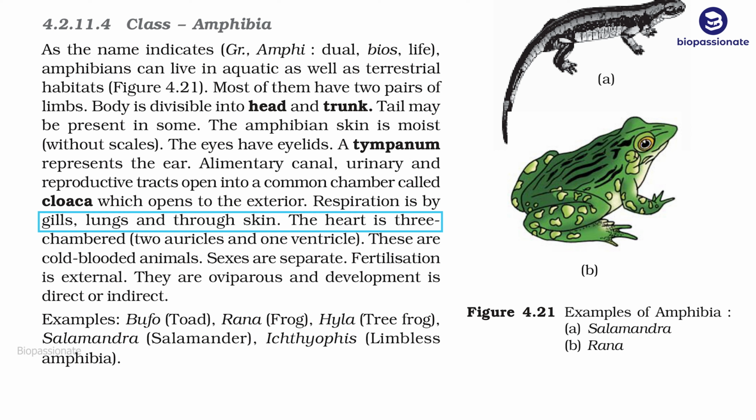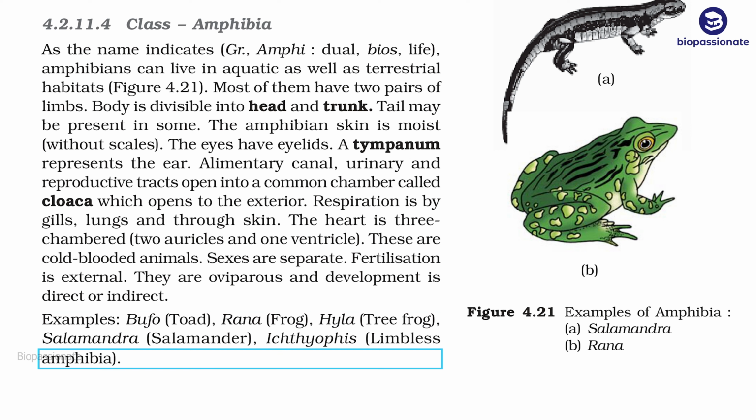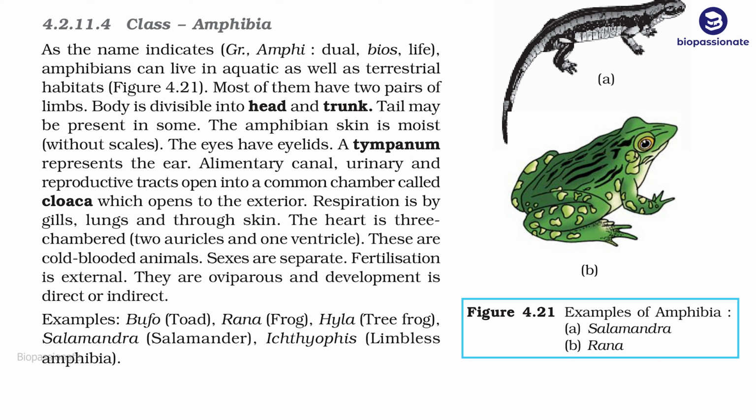Respiration is by gills, lungs, and through skin. The heart is three-chambered, two auricles and one ventricle. These are cold-blooded animals. Sexes are separate. Fertilization is external. They are oviparous, and development is direct or indirect. Examples: Bufo, toad; Rana, frog; Hyla, tree frog; Salamandra, salamander; Ichthyophis, limbless amphibian. Figure 4.21. Examples of amphibia: A. Salamandra, B. Rana.